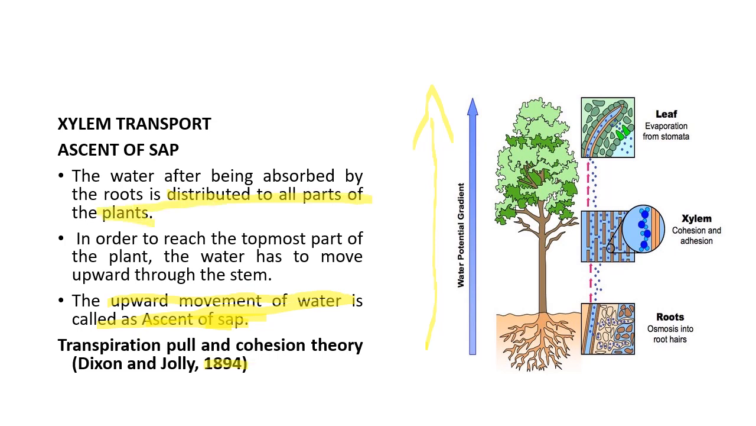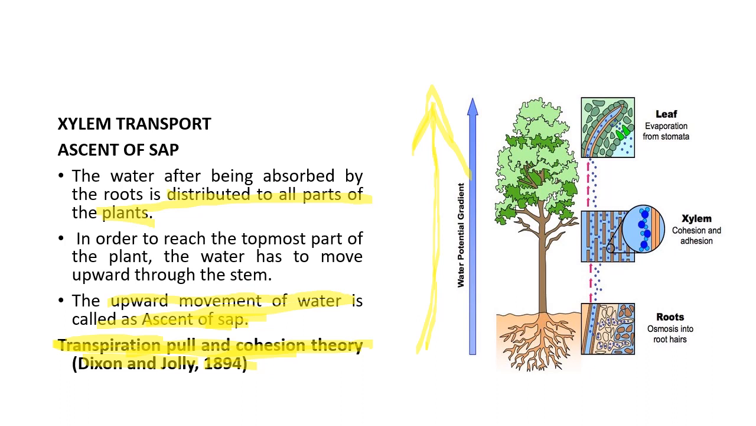So in 1894, Dixon and Joly postulated a theory known as the transpiration pull and cohesion theory. This theory tries to explain the upward movement of water from roots to all parts of the plants. This theory is the most accepted one in the scientific world, as it covers the two main principles, that is the transpiration pull and the adhesion and cohesion properties of water.